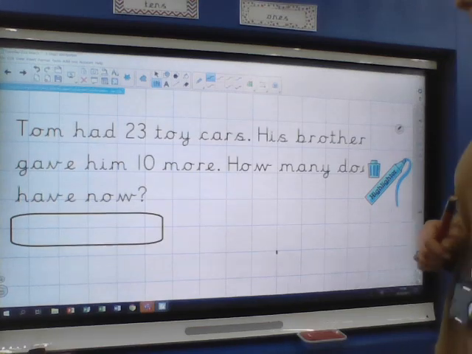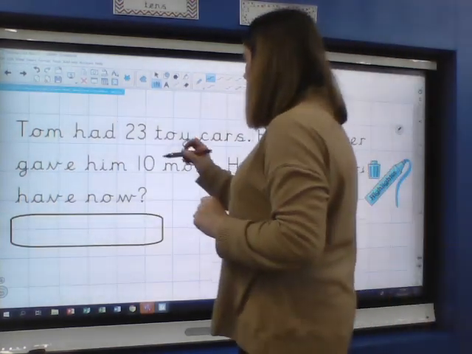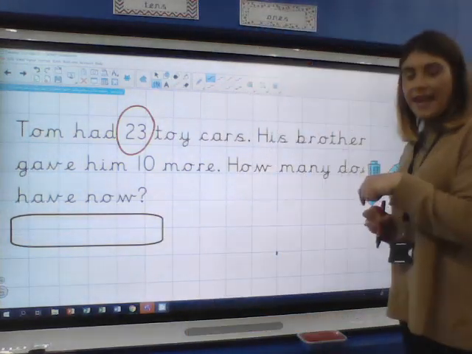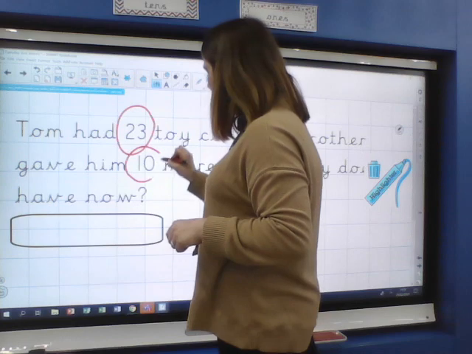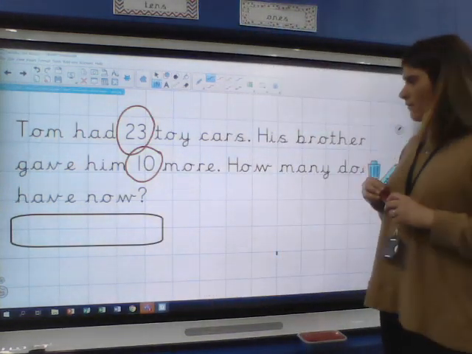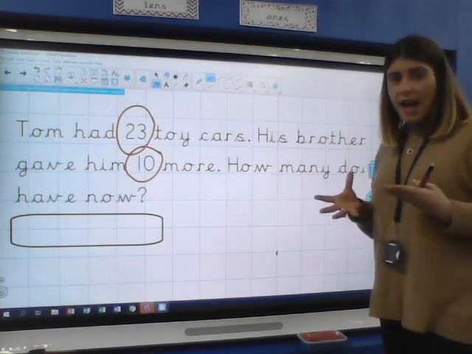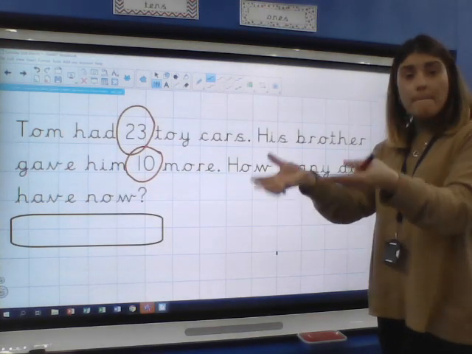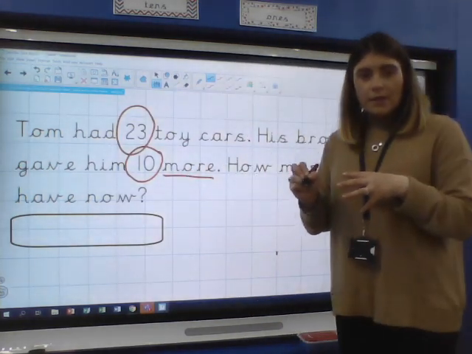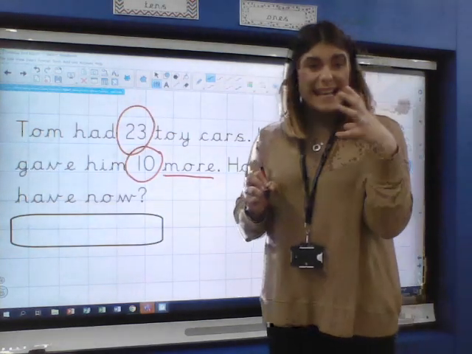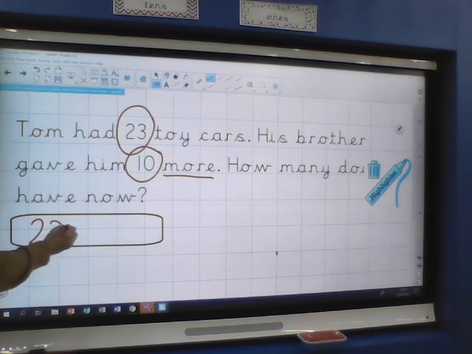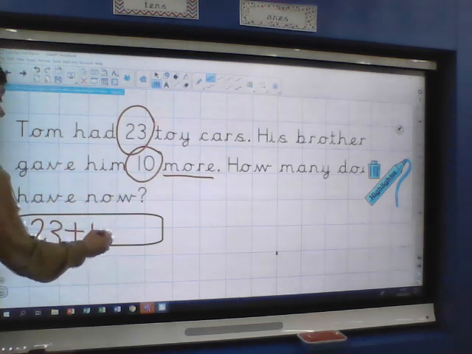So this time, Tom had 23 toy cars. And I've remembered that my numbers are really important. His brother gave him 10 more. How many does he have now? So he started off with 23, and then he was given 10 more. So more tells me that I'm going to be adding. So when I write my number sentence, I'm going to be using the addition operation. So 23 and 10 more.